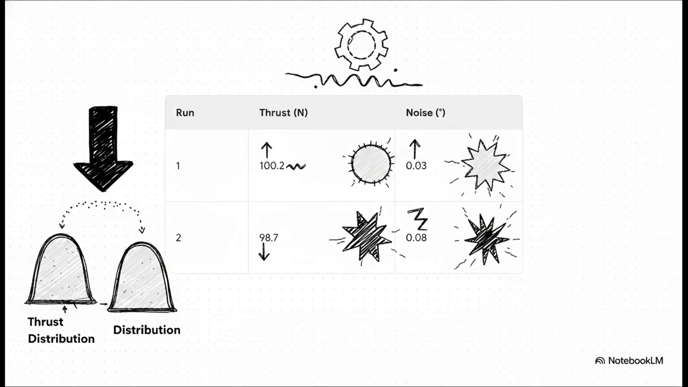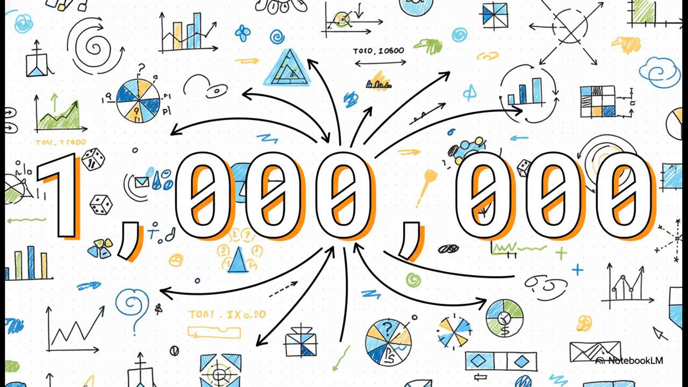The computer takes those carefully mapped distributions and randomly samples slightly different inputs for every single run. In run 1, the thrust is 102 newtons, and sensor noise is 0.03 degrees. But on run 2, the roulette wheel spins again. The thrust drops to 98.7 newtons, and the noise jumps to 0.08 degrees. Every single run creates a slightly different, mathematically possible alternate reality. Which brings us to step 3.